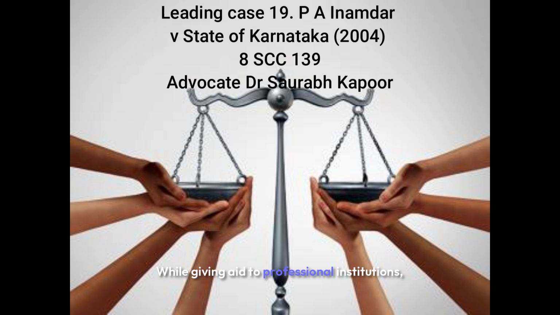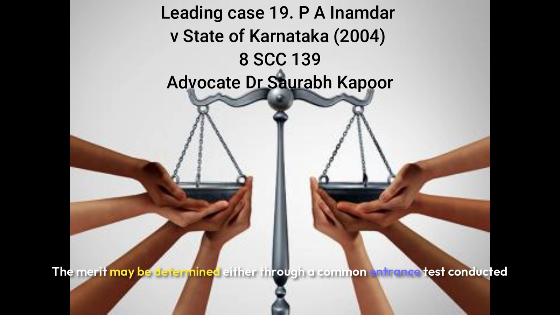While giving aid to professional institutions, it would be permissible for the authority giving aid to prescribe by rules or regulations the conditions on the basis of which admission will be granted to different aided colleges by virtue of merit, coupled with the reservation policy of the state qua non-minority students. The merit may be determined either through a common entrance test conducted by the university or the government concerned followed by counseling, or on the basis of an entrance test conducted by the individual institutions. The method to be followed is for the university or the government to decide.